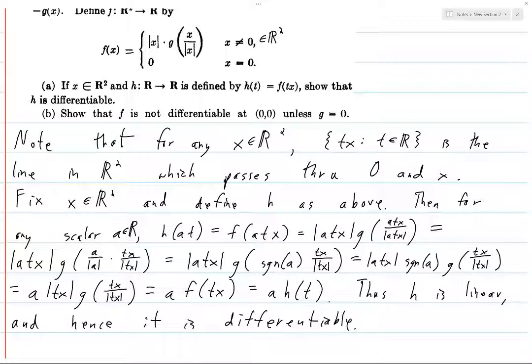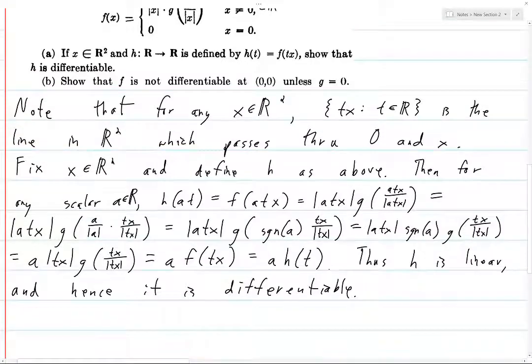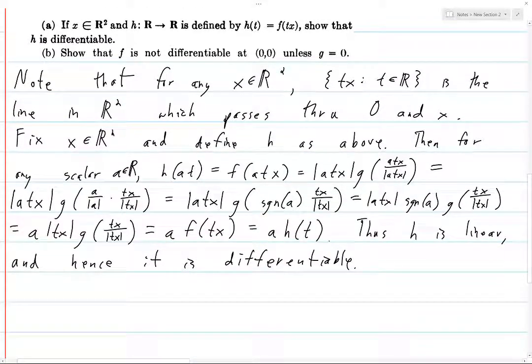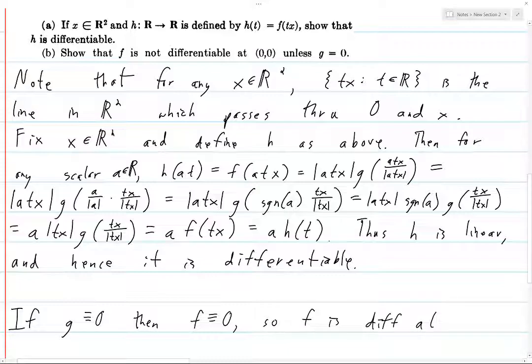Okay, so that does part A. So now we want to prove that f is not differentiable at 0, 0 unless g equals 0. So let's see here. First of all, if g is identically 0, then f is identically 0, so f is differentiable at the origin 0, 0.